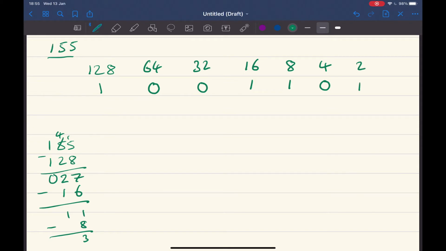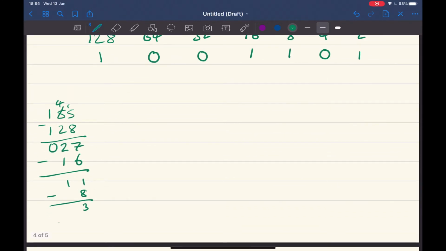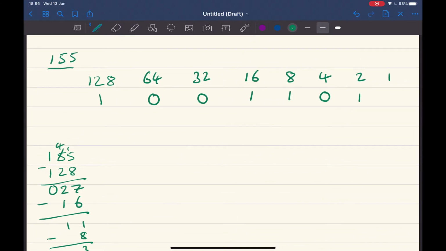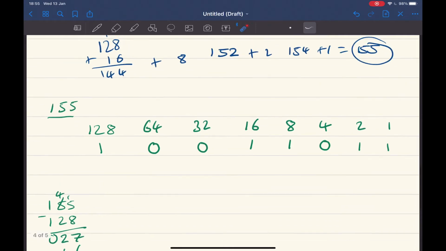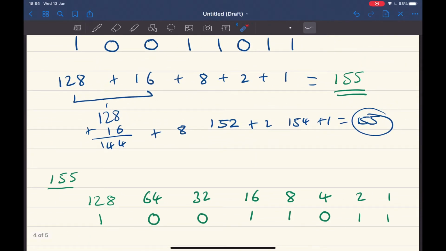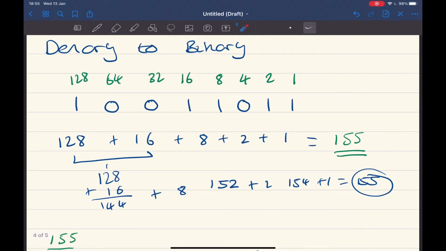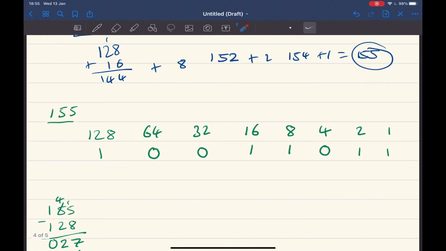Does 4 fit into 3? No, so it's a 0. Does 2? Yes, so it's a 1. And we minus the 2, that leaves us with 1. 1 fits into 1, so we put a 1 underneath it. So this number here then is 155 in binary, and that should be the same number that we have above. So we've checked our answer, and that's how we go from binary into decimal, or the opposite way by converting this number into the binary number here.